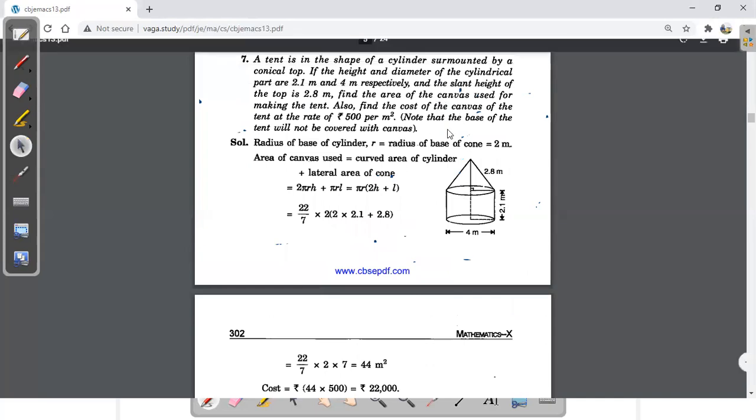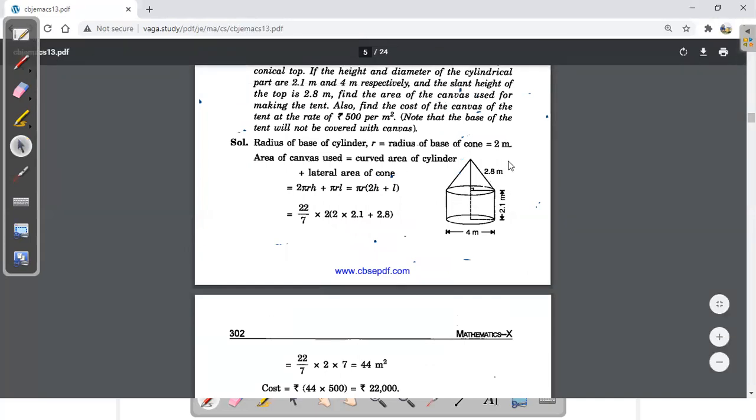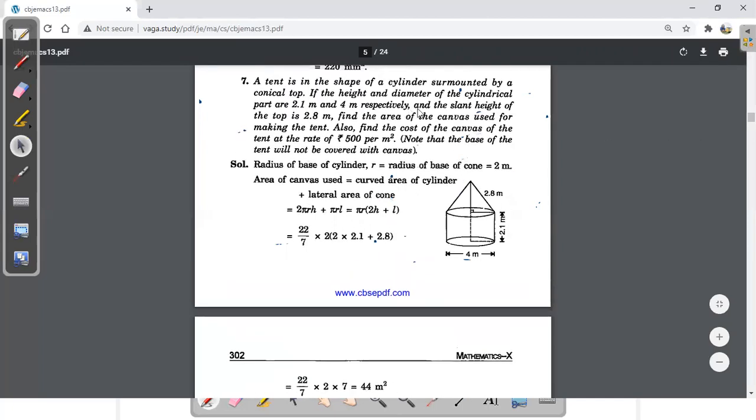A tent is in the form of a cylinder. Okay, this is a cylinder. It is surmounted by a cone. The height of the cylinder is given 2.1, and the diameter is given 4. If the diameter is 4, then the radius obviously will be 2. Find the area of the canvas used to make the tent and the cost at the rate of 500 rupees per meter square.